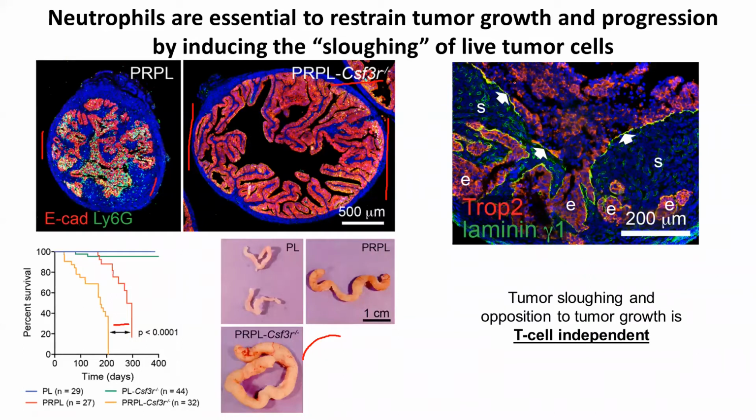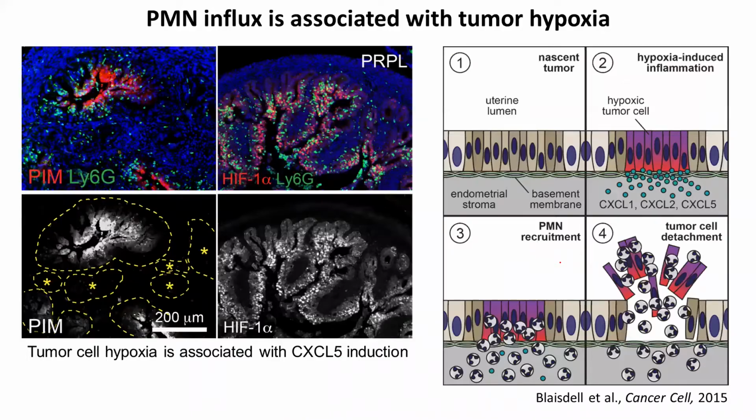Indeed, we found that this intraluminal debris corresponded in fact to live epithelial cells falling off from the basement membrane. Very importantly, we found that this tumor sloughing and the opposition to tumor growth in these mice at early stage of tumor development was totally T-cell independent. So going back now to tumor hypoxia.